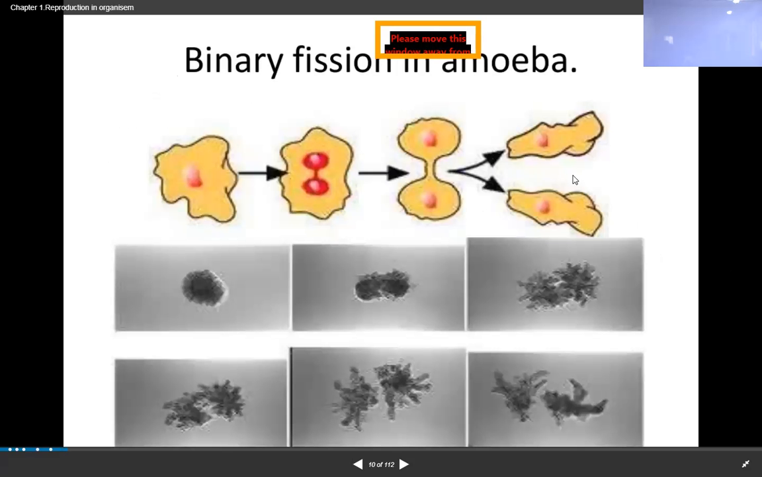In this diagram you can see, I think this diagram you have studied in 10th standard. This is an irregular shaped amoeba. Then here you can see the single body, single parent divides into two equal daughter cells, and then it develops into a new individual. Can you see binary fission here? That's the reason the name is given. Bi means what? Two individuals.